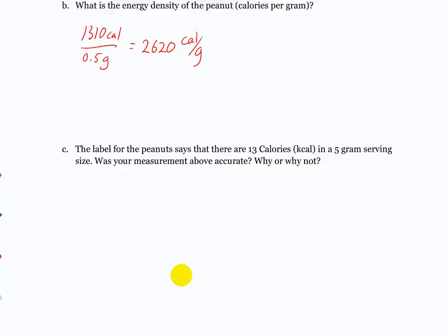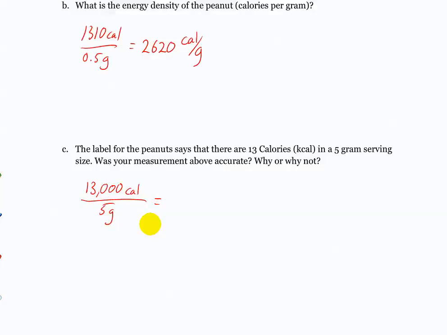Okay, and then the last question. The label for the peanut says there are 13 calories, big C calories, in a 5-gram serving size. Was your measurement above accurate? Why or why not? Well, to figure this out, we have to get them in some kind of comparable form. So 13 calories is 13,000 little c calories in 5 grams.